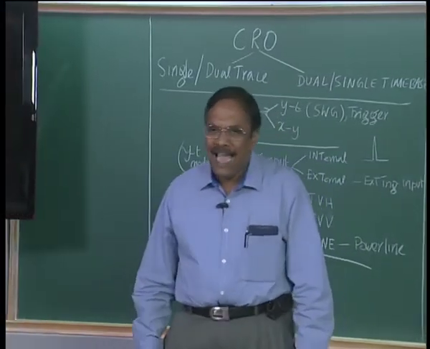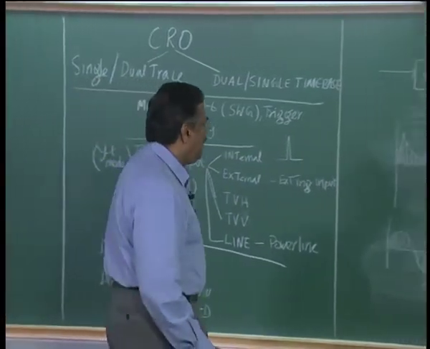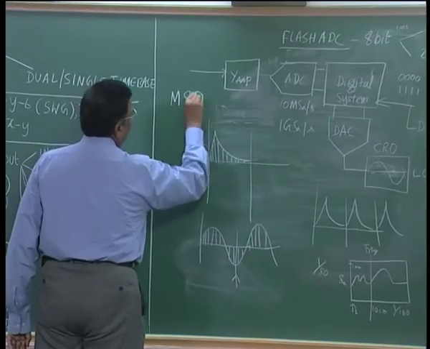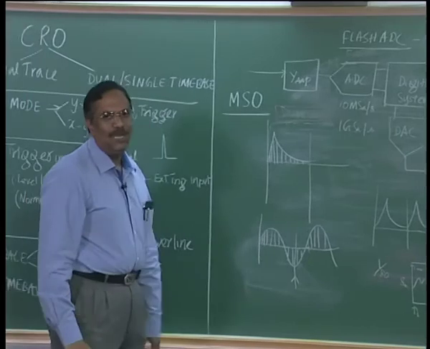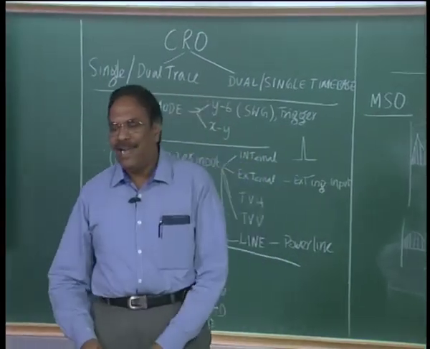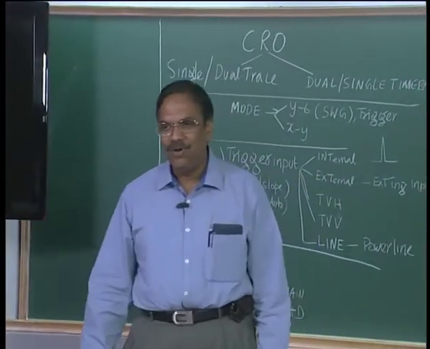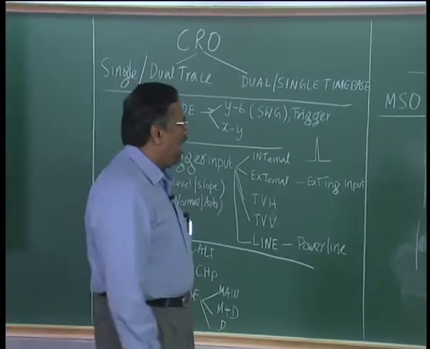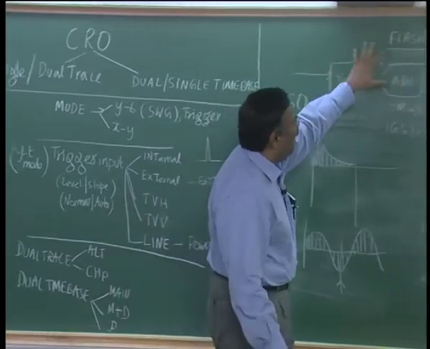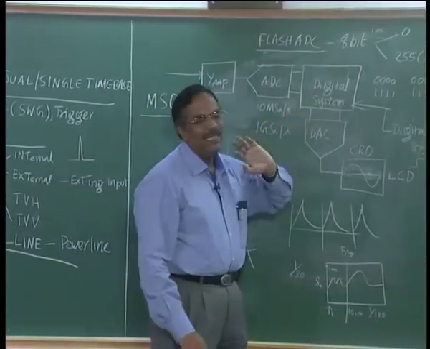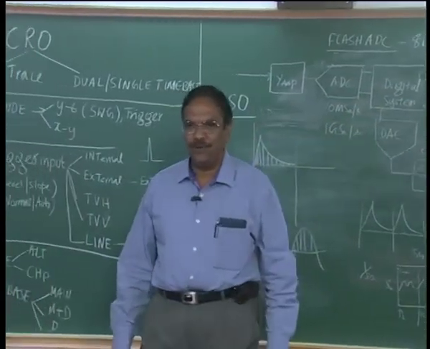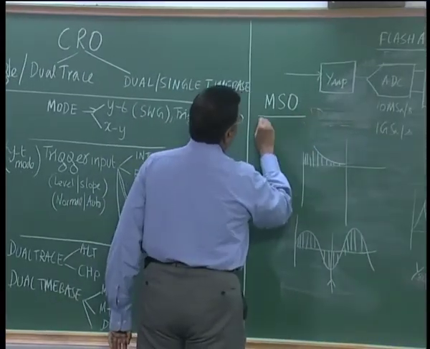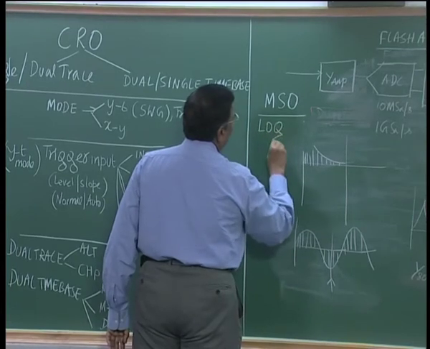If we have such an oscilloscope, they are called mixed signal oscilloscopes or simply MSOs. You can mix analog and digital signals and display them on the screen. If we have only digital signals, we do not have the ADC, we have only digital signals to the oscilloscope, then the digital storage oscilloscope is simply called a logic analyzer.